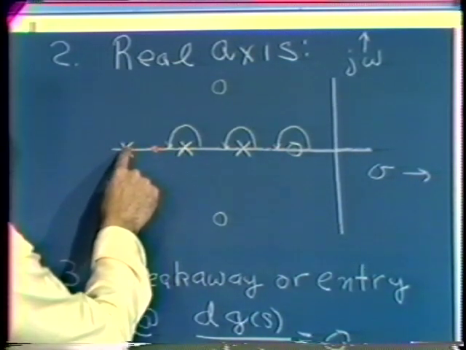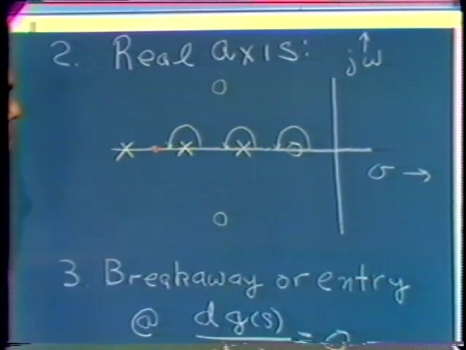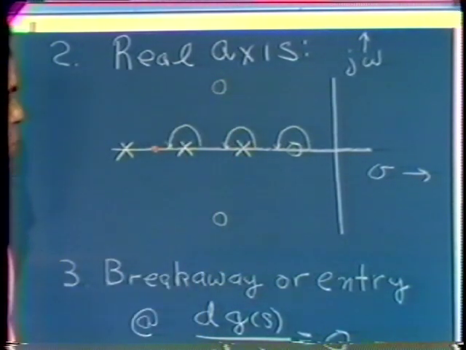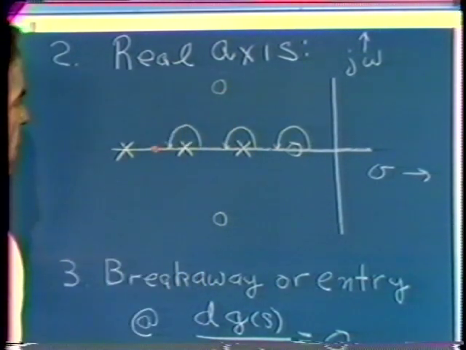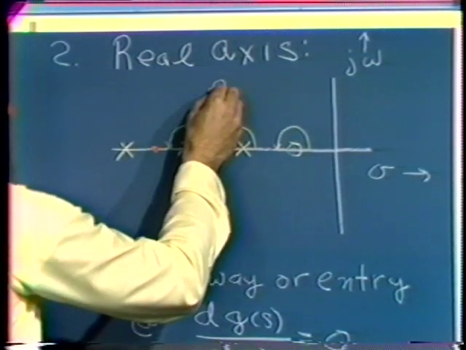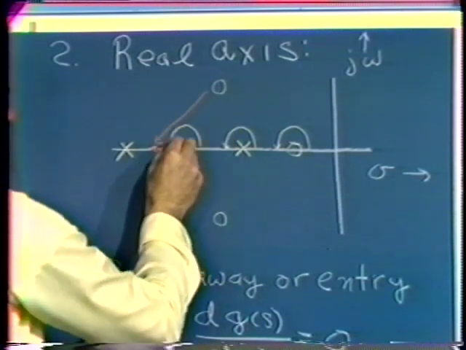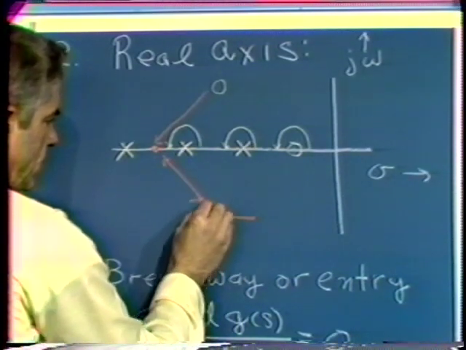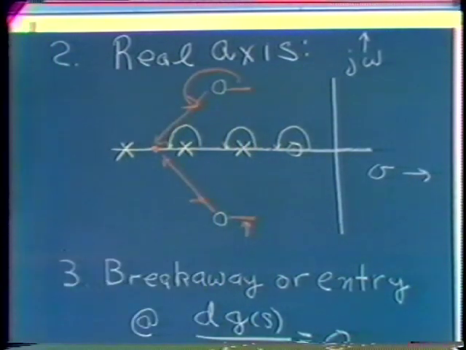When I draw a vector from this pole, for example, to this point, the angle associated with that vector is 0. Similarly, complex conjugate poles or zeros have angles which sum to a multiple of 360 degrees. A given complex conjugate pair has an angle which sums to precisely 360 degrees. Consider the contribution from this complex conjugate zero pair, this angle, plus this angle, sum to 360 degrees.